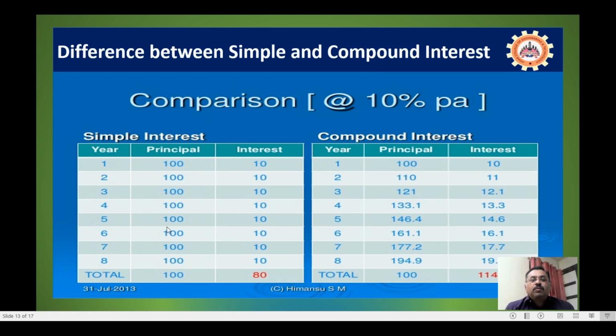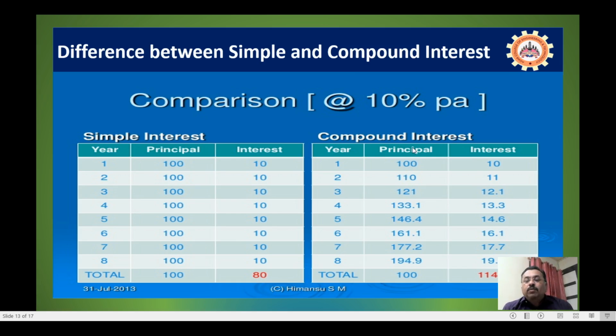What is the principal amount? The principal amount is 100 rupees. Very simple to calculate. At 10% per annum, you will get 10 rupees every year. That is a total of 100 rupees. Towards the end of the 10th year, you will be getting 80 rupees as interest.